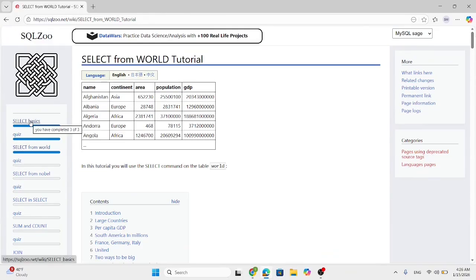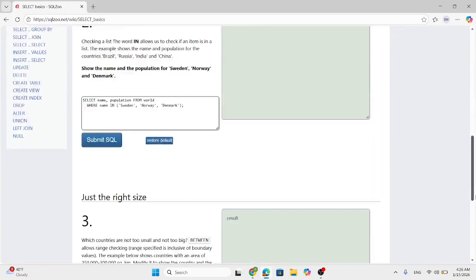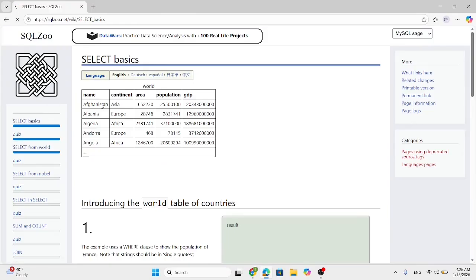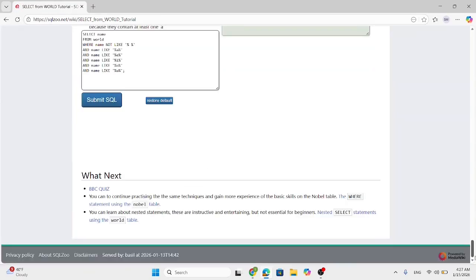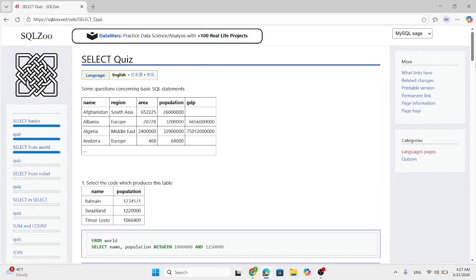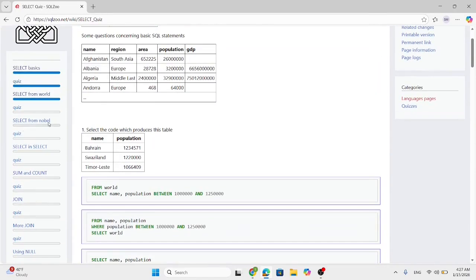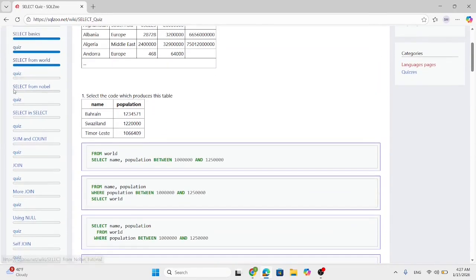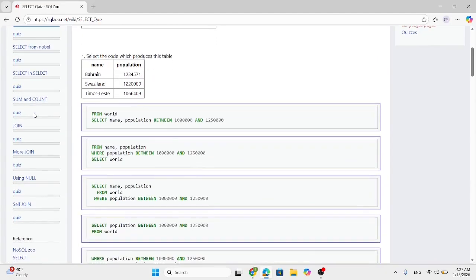So yes, guys, so far so good. We have done select basics, 3 questions, or how many questions have we done? I need to select it. Yes, 3 questions from here. Select from world, we have done 13 questions, total 16 questions, and we did 1 quiz, 7 questions. We did nearly 23 questions in total, and I think we need to stop here, and in the next videos we can continue with these quizzes and tasks.